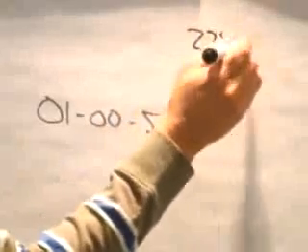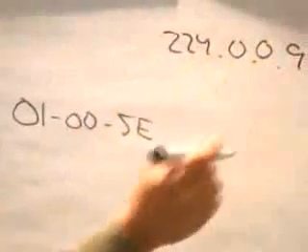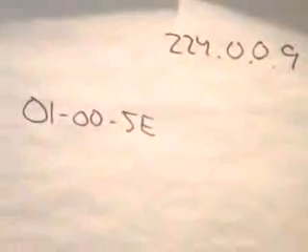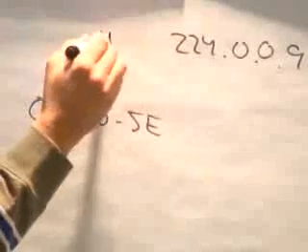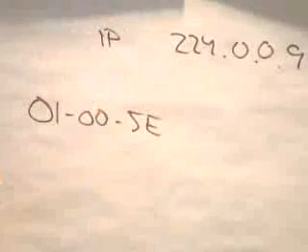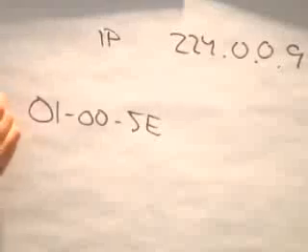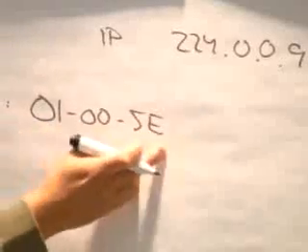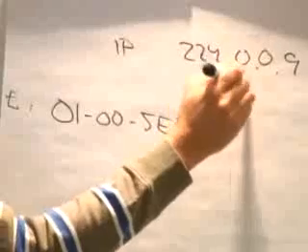The IP multicast, for instance, 224.0.0.9, which is used for RIP version 2, the routing protocol. This IP multicast is going to be translated in Ethernet to 01005E because it's an IP multicast. And then I'll take the final 23 bits.